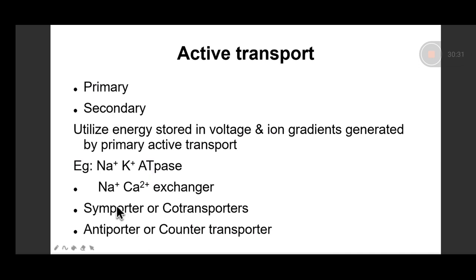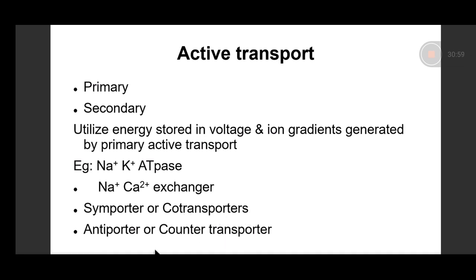Now, this movement can be by symporter or co-transporters when both the molecules move in the same direction, or this movement can be as an antiporter or counter-transporter when one molecule moves outside and the second molecule in the secondary transport moves inside. Okay? When both primary and secondary molecules move in one direction, it's a symporter or co-transporter.